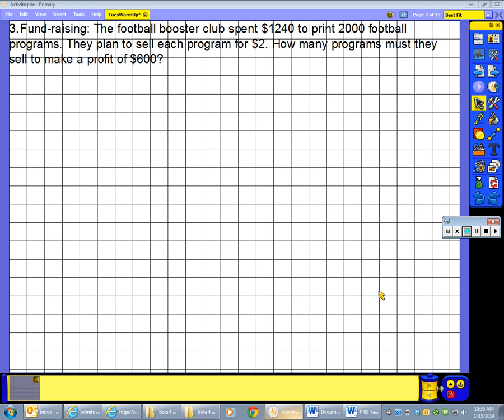All right, fundraising. The Football Booster Club spent $1,240 to print 2,000 football programs. They plan to sell each program for $2. How many programs must they sell to make a profit of $600?